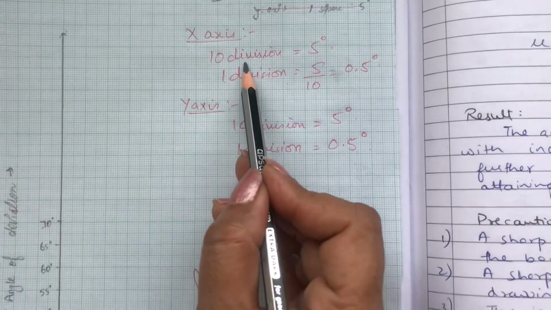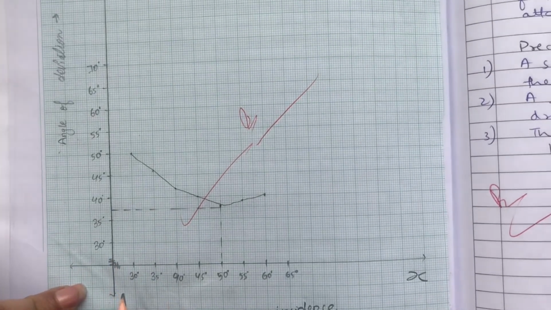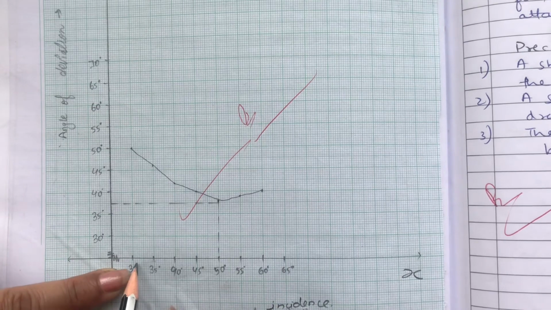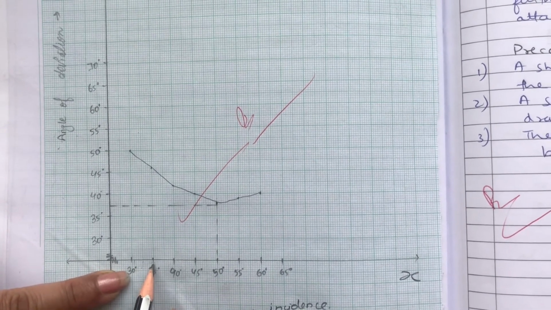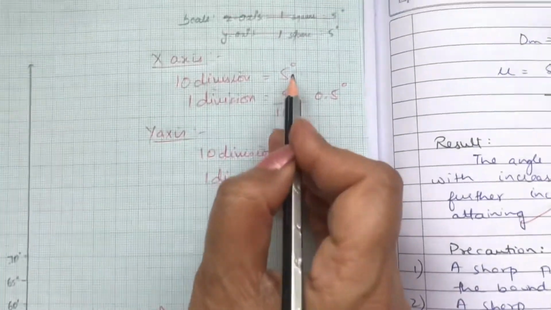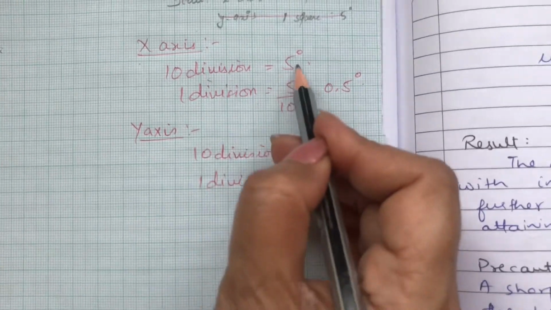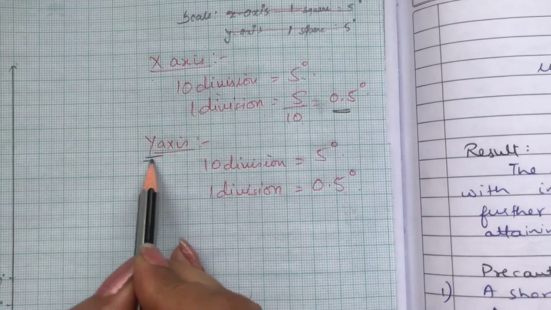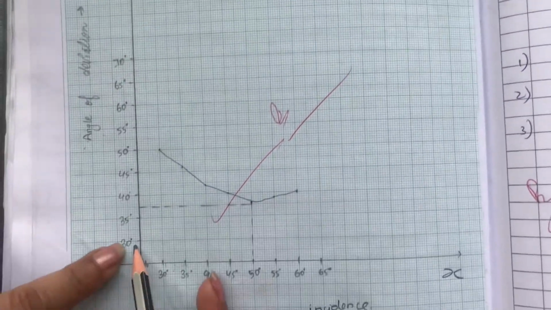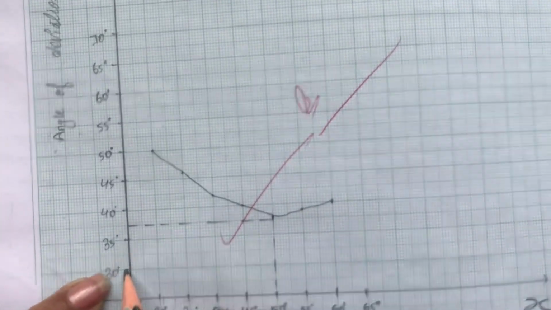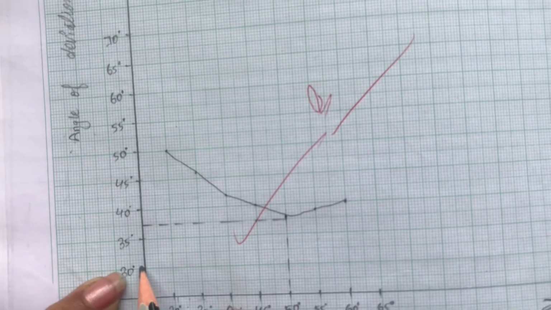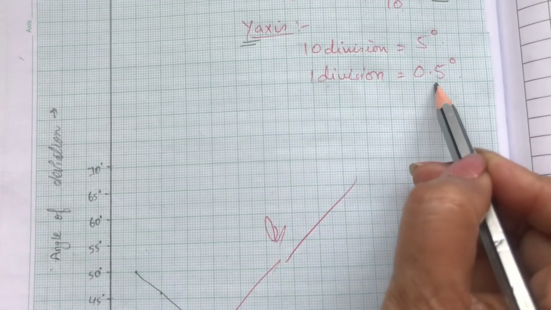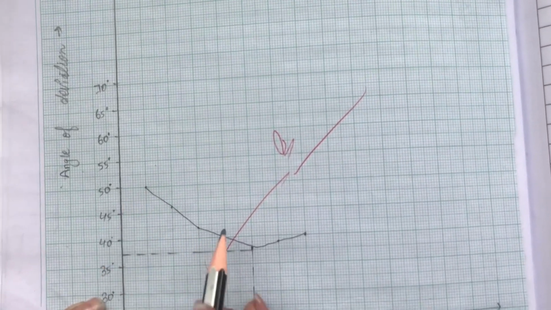On the x-axis, 10 divisions is equal to 5 degrees. So you can see here 30, 35, so a 5 degree difference is there, and the number of divisions is 10. So 10 divisions is 5 degrees, so 1 division is 5 upon 10, which means 0.5 degree. Similarly you will write for the y-axis also. You can see here a 5 degree difference in angle and the number of divisions is 10. So 10 divisions is 5 degrees, 1 division is 0.5. And the graph is plotted here.